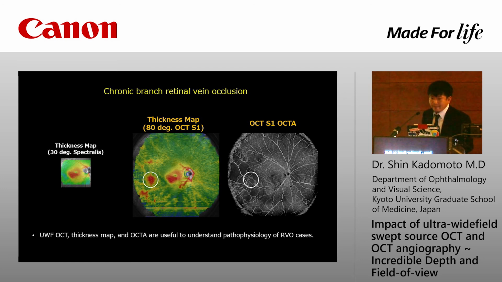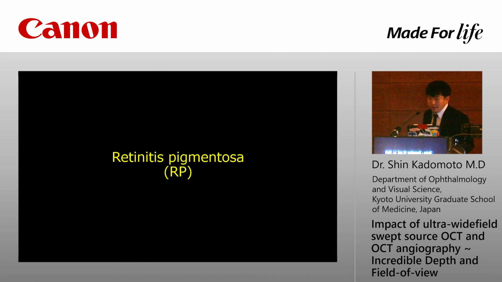The thickness map visualizes the retinal edema, which is not detected by conventional 30-degree OCT maps. So OCT S1 can visualize the microvasculature and the structural changes within the mid-peripheral retina. Ultra-widefield OCT, the thickness map, and the OCT angiogram are useful to understand the pathophysiology of RVO cases. However, we should combine fluorescein angiogram to evaluate the vascular leakage.